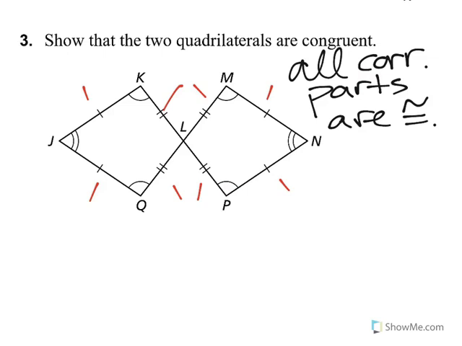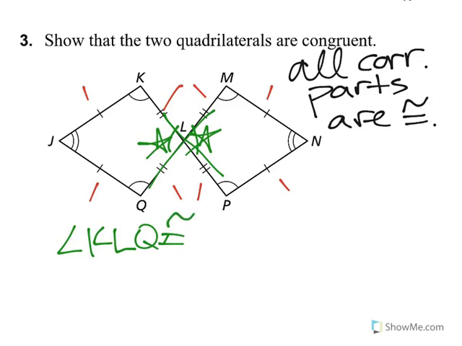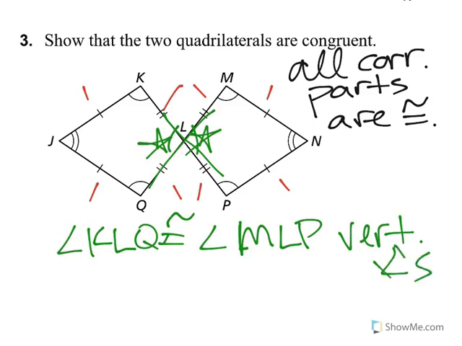So we have to take a look at the angles. Now, the only thing is that we're missing these two angles. But if you notice, we have two intersecting lines, and that means that these are vertical angles. So angle KLQ is congruent to angle MLP because they're vertical angles. Okay, and now that we have shown that all corresponding parts are congruent, therefore the two quadrilaterals are congruent.